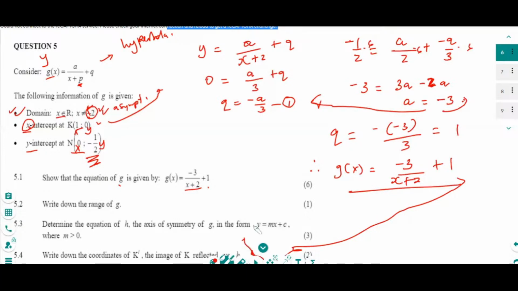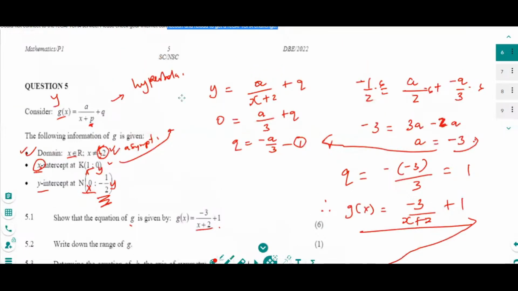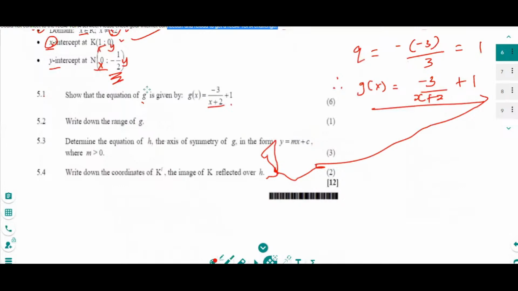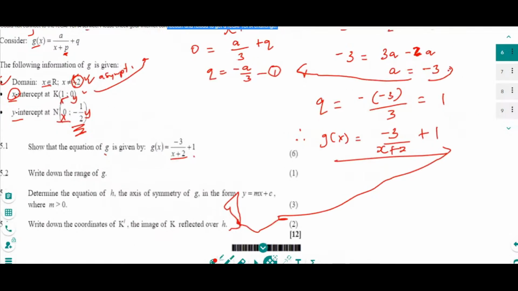They're asking us to determine the value of the range. They want us to get the range value. So when we talk about the range, it's like for the y values that we're looking for, which y values is this graph existing?